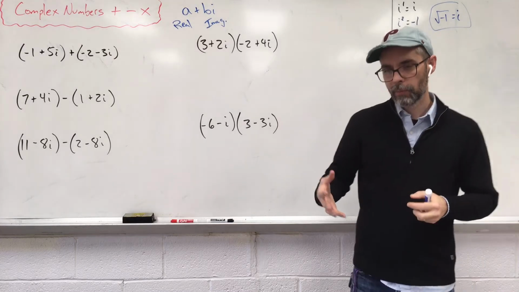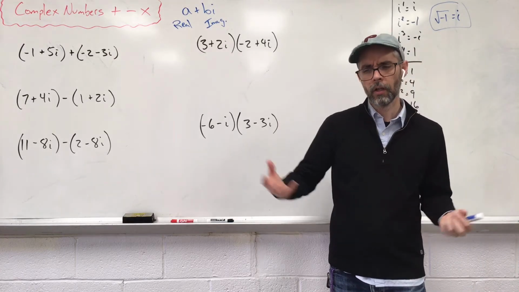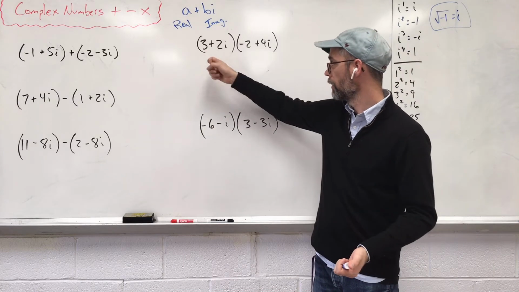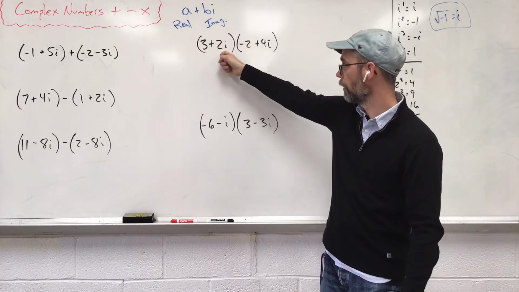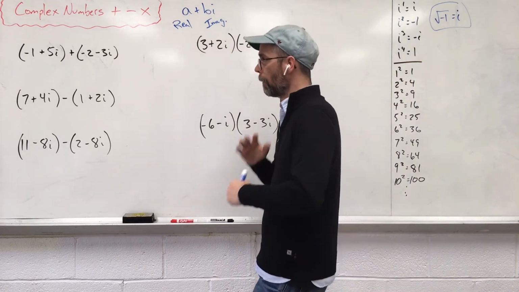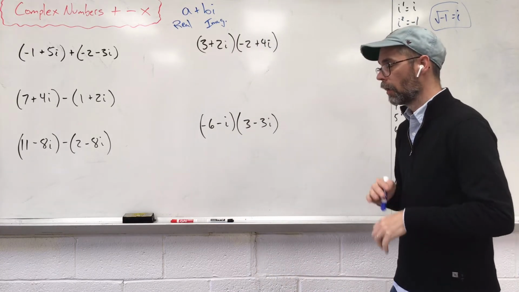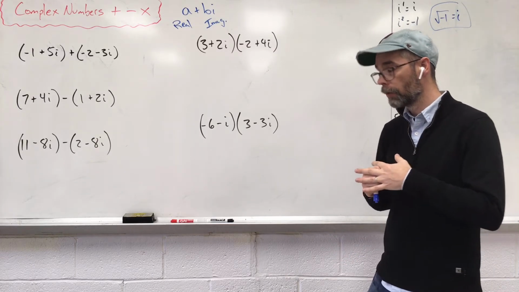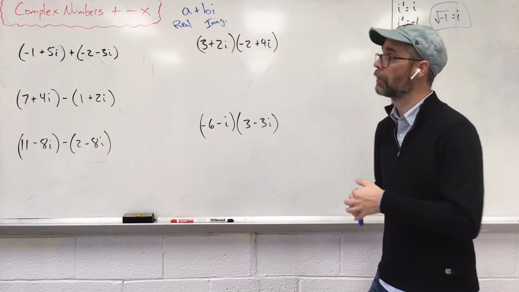And it's complex because we have multiple different things going on. The real part dealing with threes and negative twos, the imaginary dealing with the i's. So somehow we're going to combine them together. Okay, so starting with adding and subtracting. Basically, we're just going with the same rules that we learned with polynomials and combining like terms.